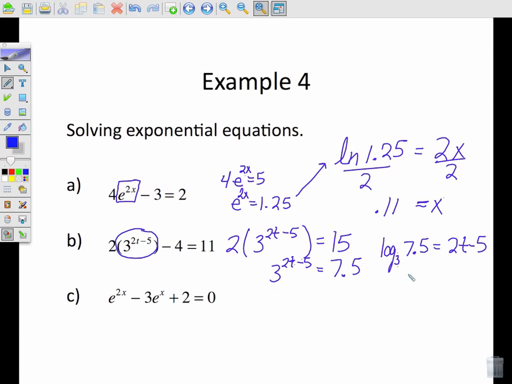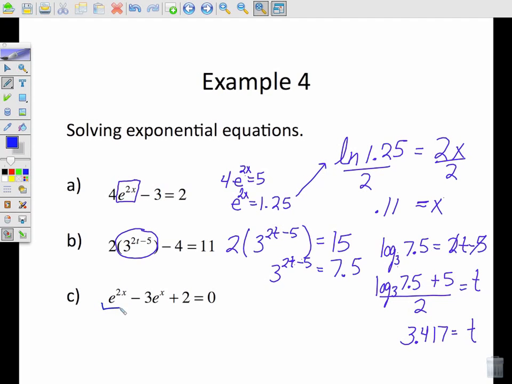When you solve this, you're going to take your log base 3 of 7.5, you would add 5 to it, which is going to get rid of this 5, and then you would end up dividing all of it by 2, which will then isolate your t. So t will equal, in this case, 3.417. You're going to have to use your change of base formula in order to evaluate the log base 3 of 7.5.